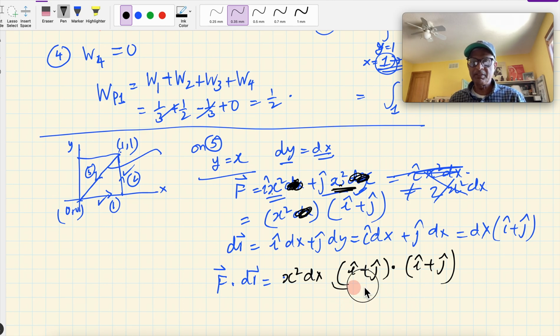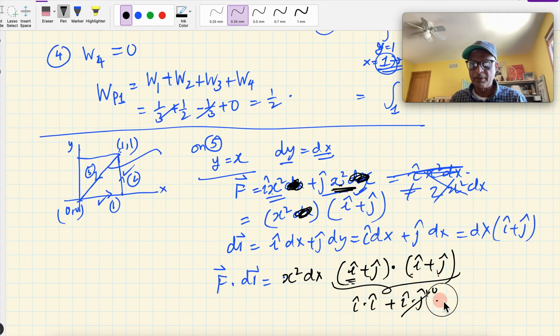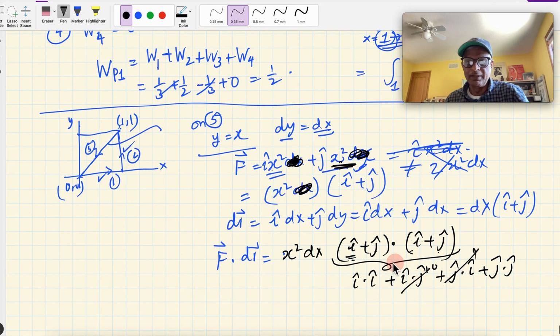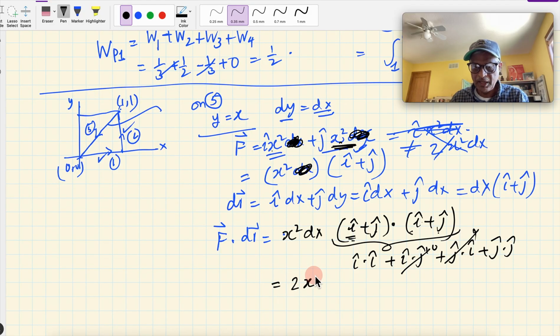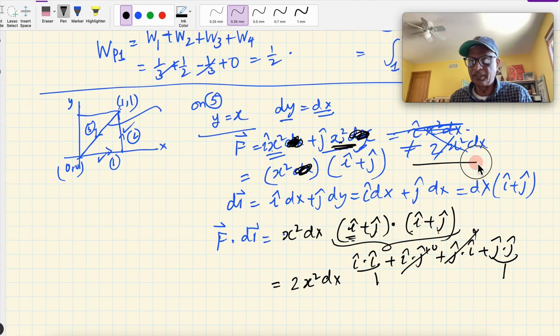So if you open this up, you have i hat dot i hat, which will be 1, i hat dot j hat from here, this guy, and then this guy. This will become a 0, plus this time j hat dot i hat goes to 0, plus j hat dot j hat, this is 1. So now it's actually 2x squared dx. This is 1 and this is 1. So that's how it becomes 2x squared dx. I mean, you might have guessed this, good for you, but sometimes it just numerically worked out. It doesn't have to be that way all the time.